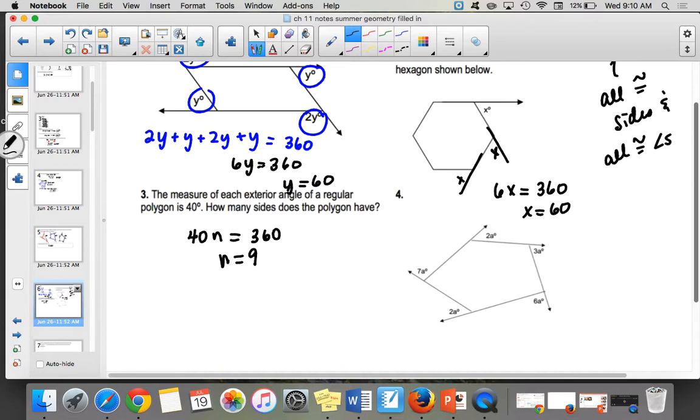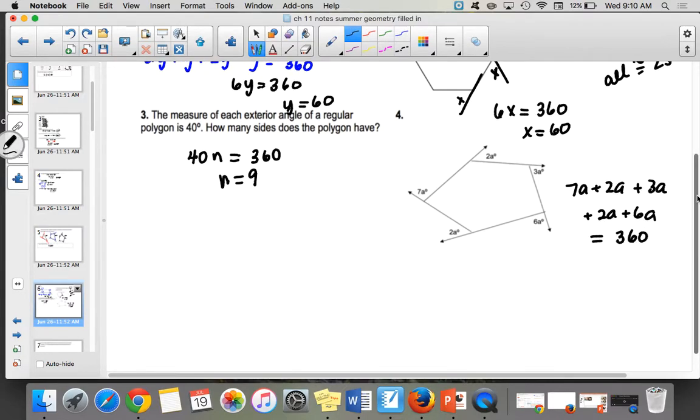But number 4 is a pentagon, so that means 7a added to 2a added to 3a added to 2a added to 6a has to equal 360. Now I messed you guys up. You're all going to think it's 180 every single time now, aren't you? So it's going to be 10 plus 10, so 20a equals 360. So a equals what? 18. Good. And then you could find all those angles by plugging a back in. Does this make sense? Do you guys get the exterior angle?